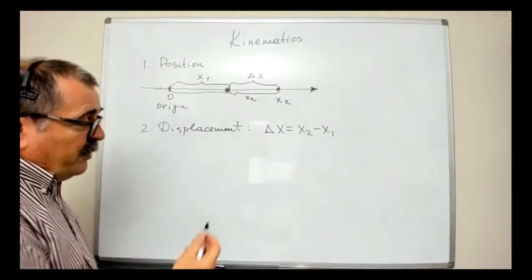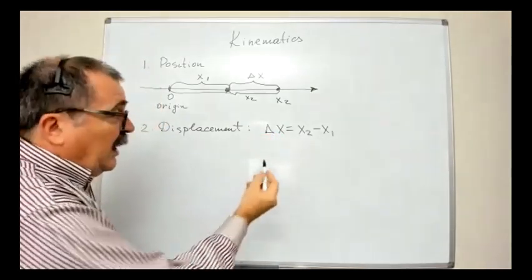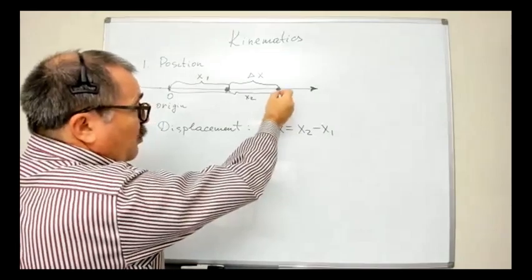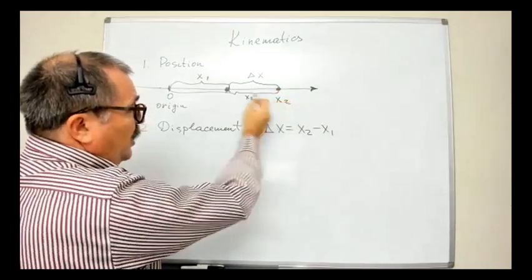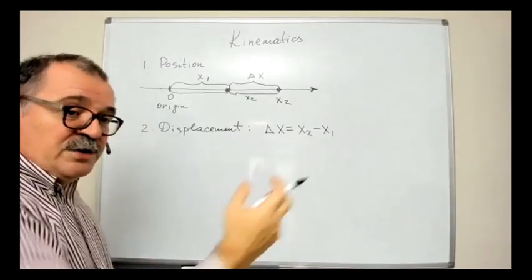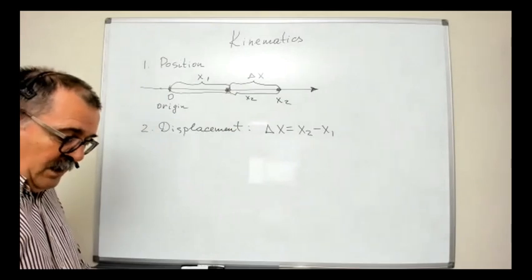That's one property. And another property is that when I compute the displacement, I am making a difference between the final position of the object, x2, and the initial position of the object, x1. Right? So the ordering is important here. Otherwise, you get an opposite sign.